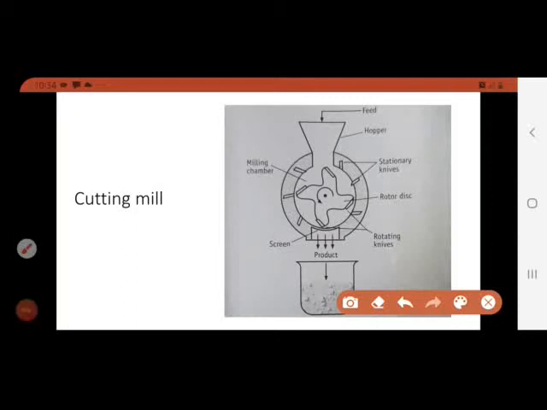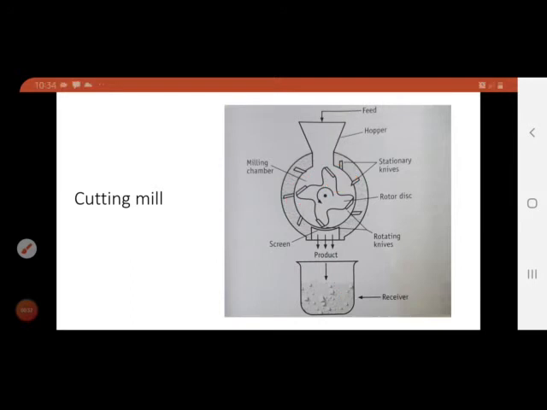Let's see about the cutter mill principle. In cutter mill, size reduction involves successive cutting or shearing of feed particles with the help of a sharp knife. That means when the particles enter into the hopper, cutting takes place with the help of this knife. By this way the size reduction can be done.